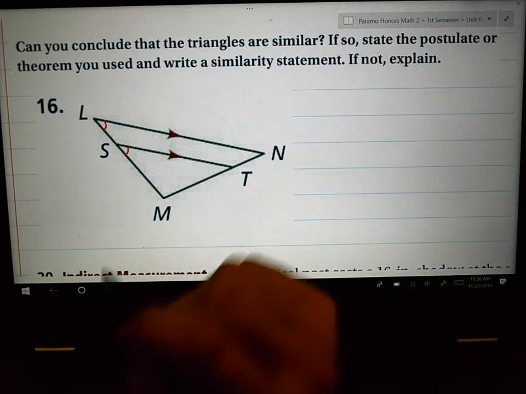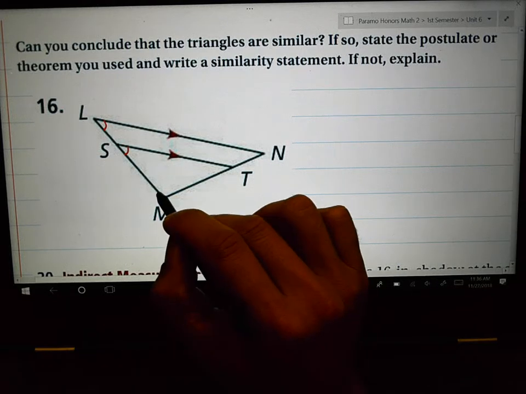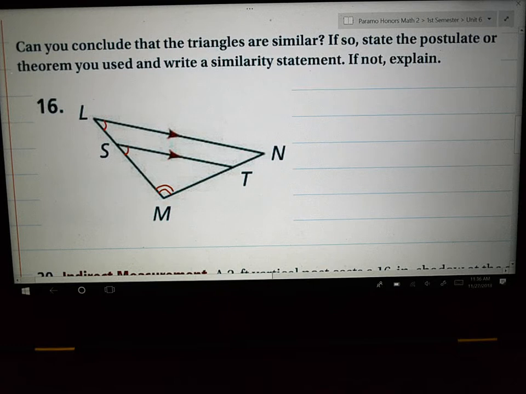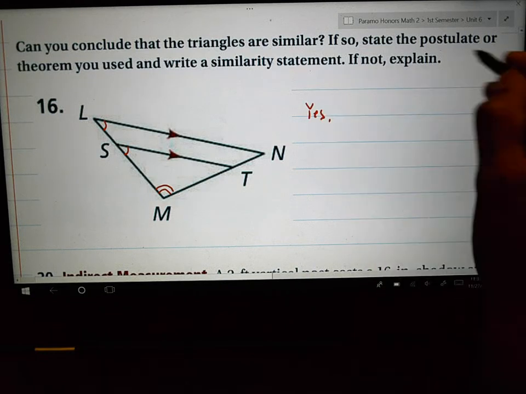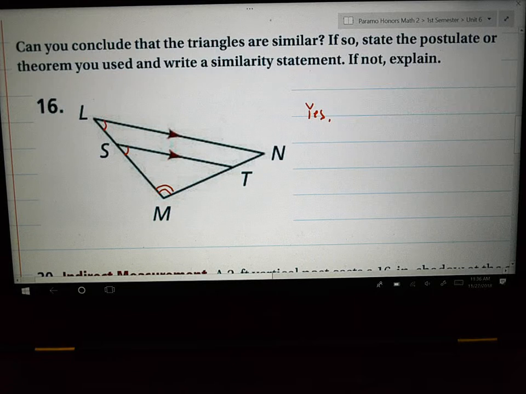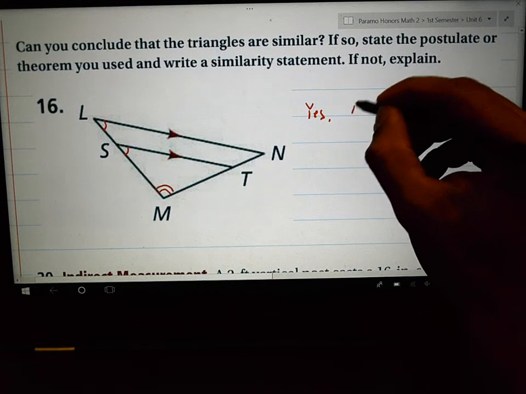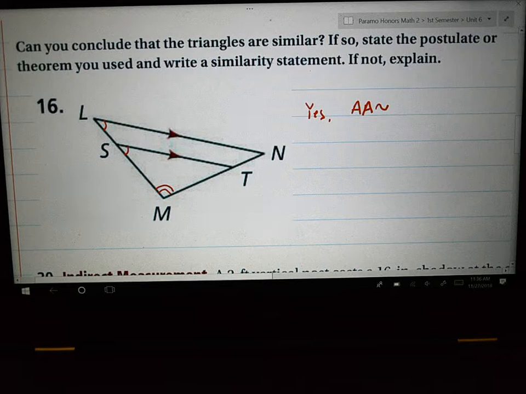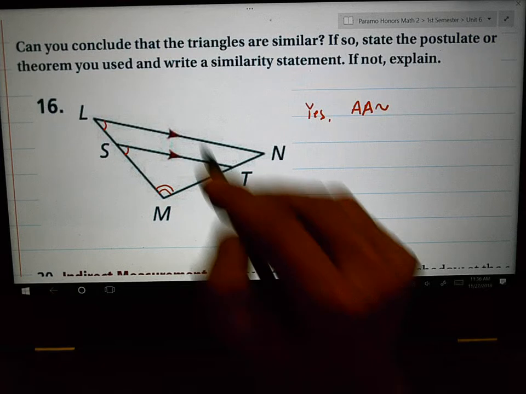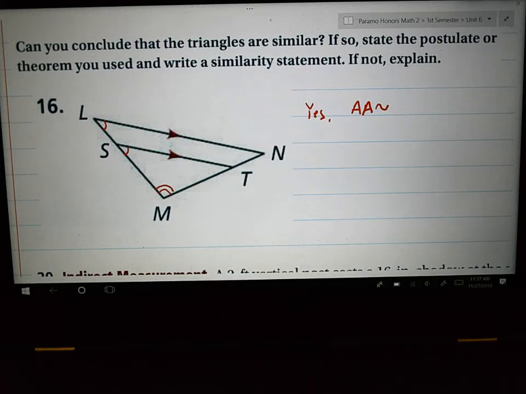And the small triangle and the big triangle have the same angle. M is the same in both. So are these two triangles similar? Sure. Yes, they are. If so, state the postulate or theorem you use. I'm using angle similarity. That's the abbreviation. If you want to write out the full thing, you can, but it's much easier just to write the abbreviation. And write a similarity statement.